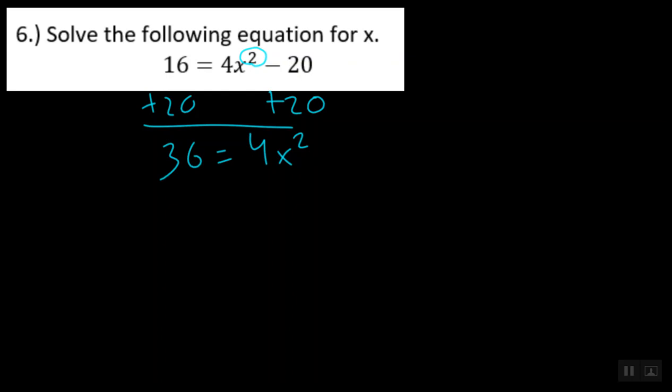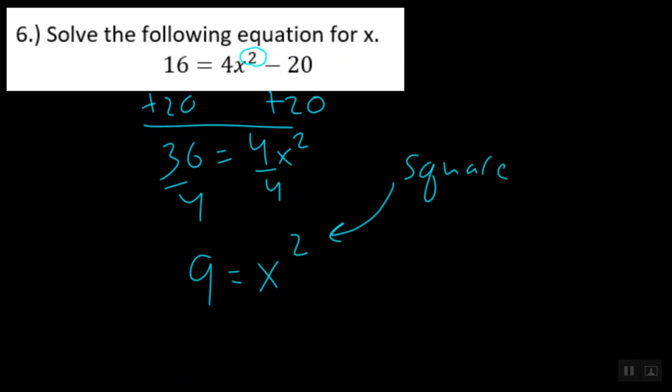Now from here, how do you get rid of that 4? Well, we divide both sides by 4, and 36 divided by 4 will give us 9. Okay, so we got 9 equals x squared. Now, this was one of the things that people really struggled with in the lessons. We call this a square.